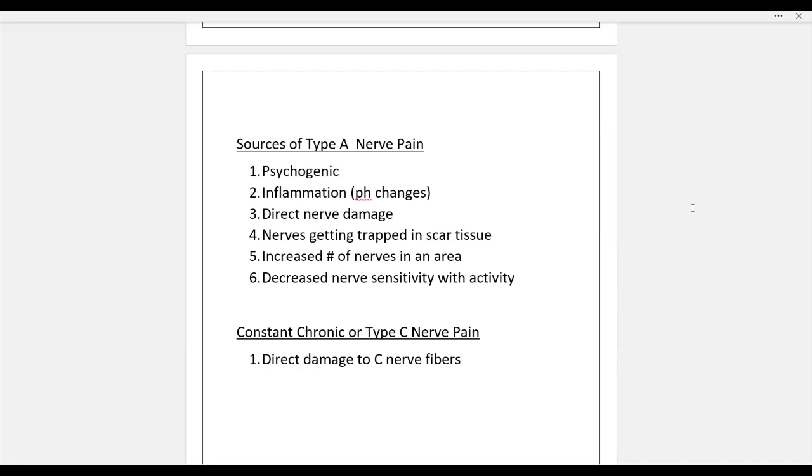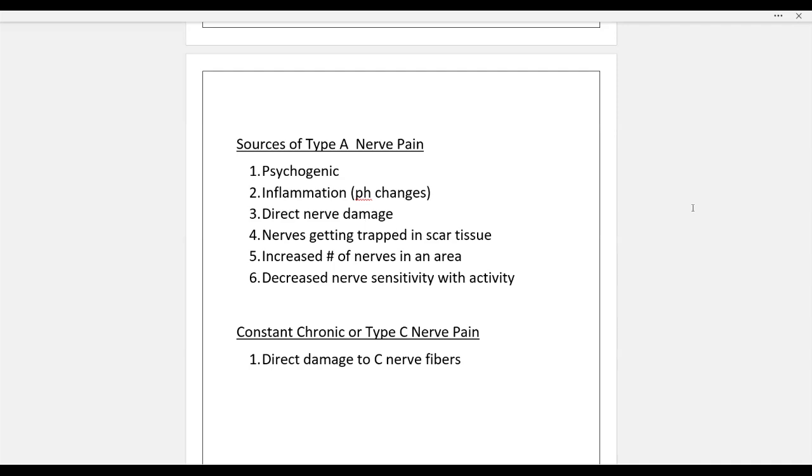Okay. All right. Then you have the peripheral nerves. You have type A and type C nerves, fast twitch, slow twitch nerve fibers. Type A are essentially with movement. Okay. So what are the sources of type A nerve pain? Well, they're psychogenic. So we're not going to play much role into that at all. What's the most common psychogenic nerve pain? Phantom limb pain.